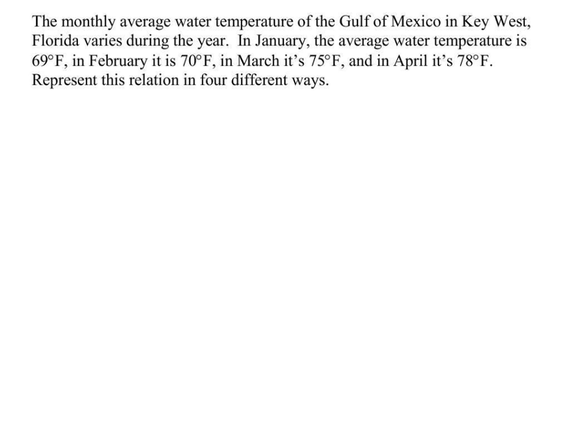The monthly average water temperature of the Gulf of Mexico in Key West, Florida varies during the year. No kidding. In January, the average water temperature is 69 degrees Fahrenheit. In February, it's 70 degrees Fahrenheit. In March, it's 75 degrees Fahrenheit. In April, it's 78 degrees Fahrenheit. In May, it's probably going to be warmer than that still. Represent this relation in 4 different ways.